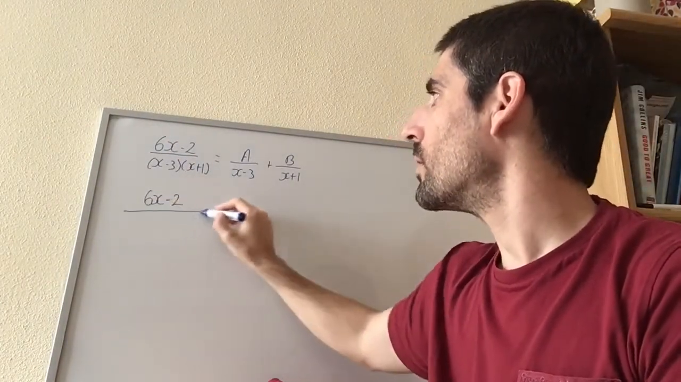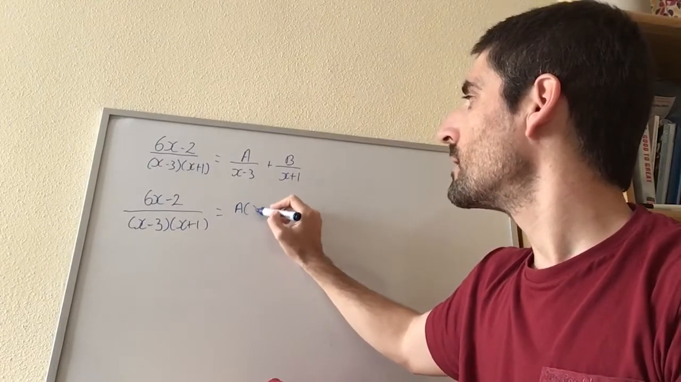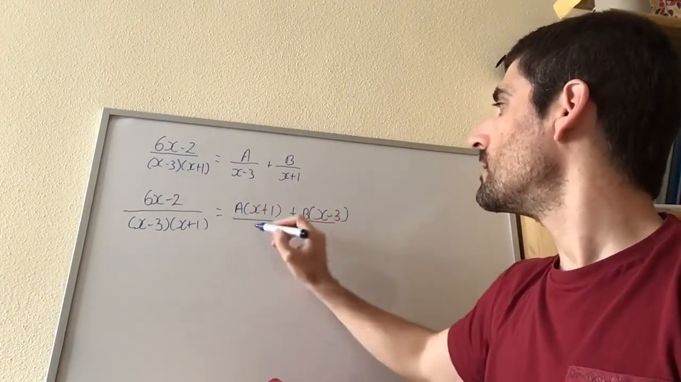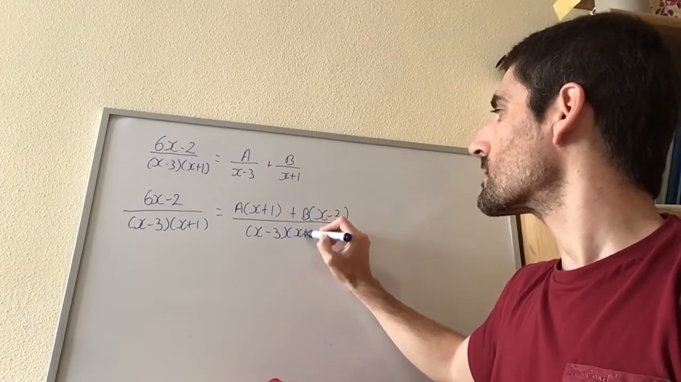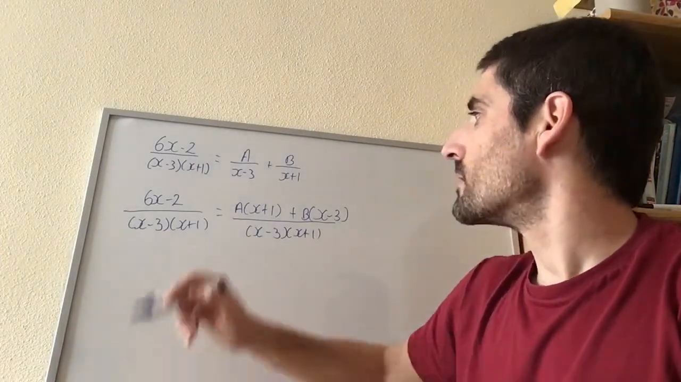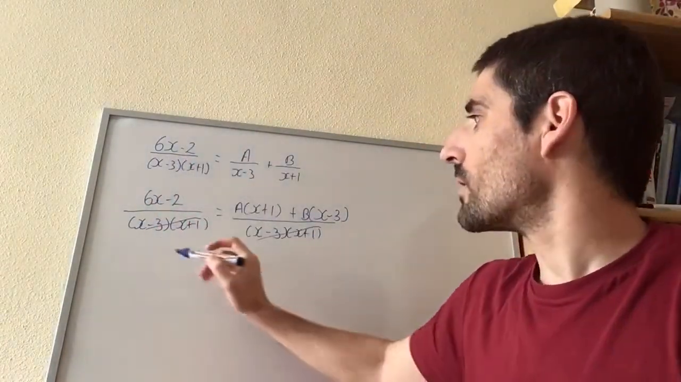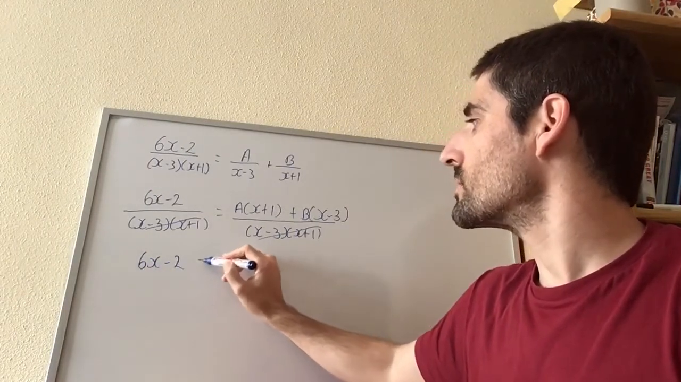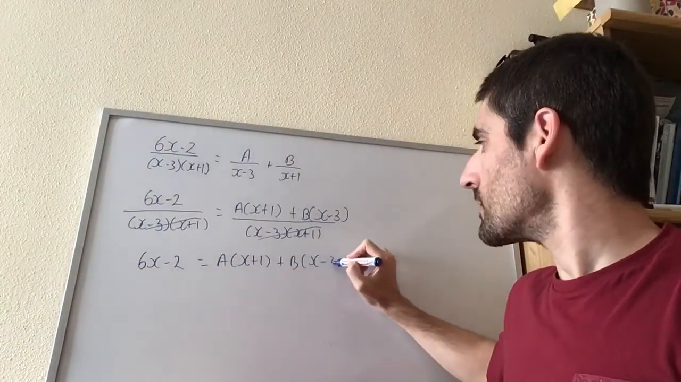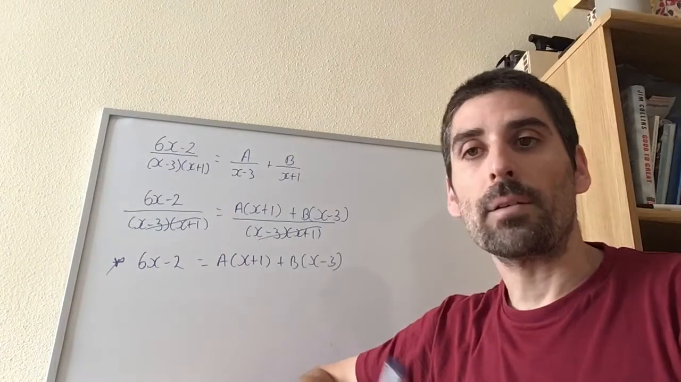So (6x minus 2) over (x minus 3)(x plus 1) is equal to a(x plus 1) plus b(x minus 3), all over (x minus 3)(x plus 1). And those two sides are equal to each other because they told us. We just tidied it up and rearranged a little bit. So now that denominator and that denominator, I can multiply both sides by the same thing, so they will cancel out. So I've got that 6x minus 2 is going to equal a(x plus 1) plus b(x minus 3). Remember, this is my star equation where I'm going to be doing the substitutions and figuring things out.